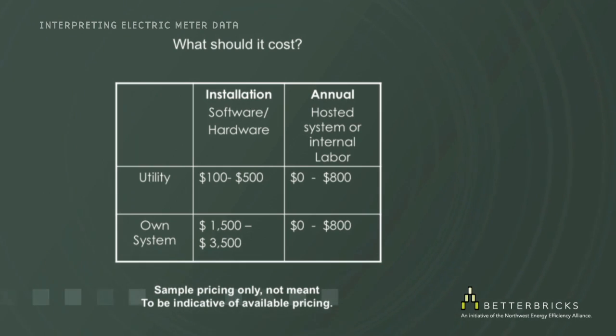So let's look at what it should cost. If you're getting your system from your utility, typically the installation or software and hardware costs run between $100 and $500, and the cost for a hosted system or the internal labor annually can be anywhere from $0 to $800. If you're installing your own system, the installation costs for software and hardware are quite a bit more, between $1,500 and $3,500. Now this is sample pricing only, and it's not meant to be indicative of what's available in your area.